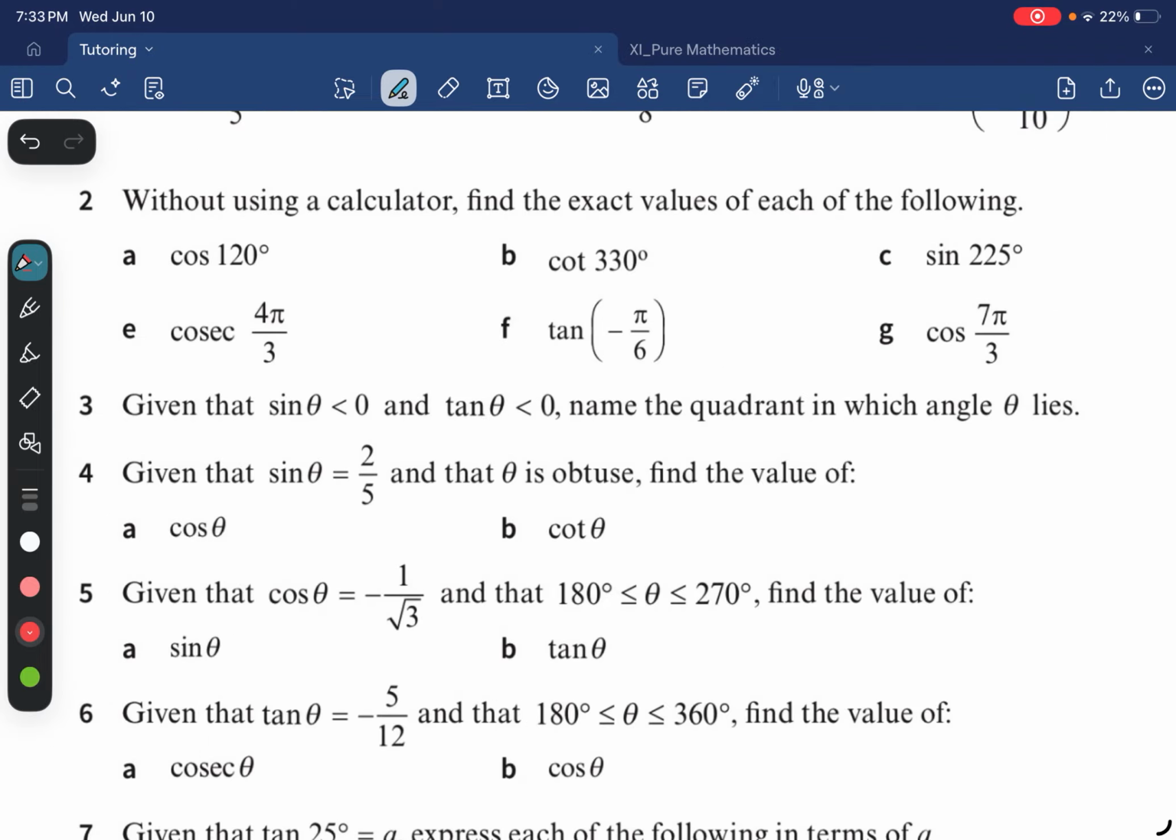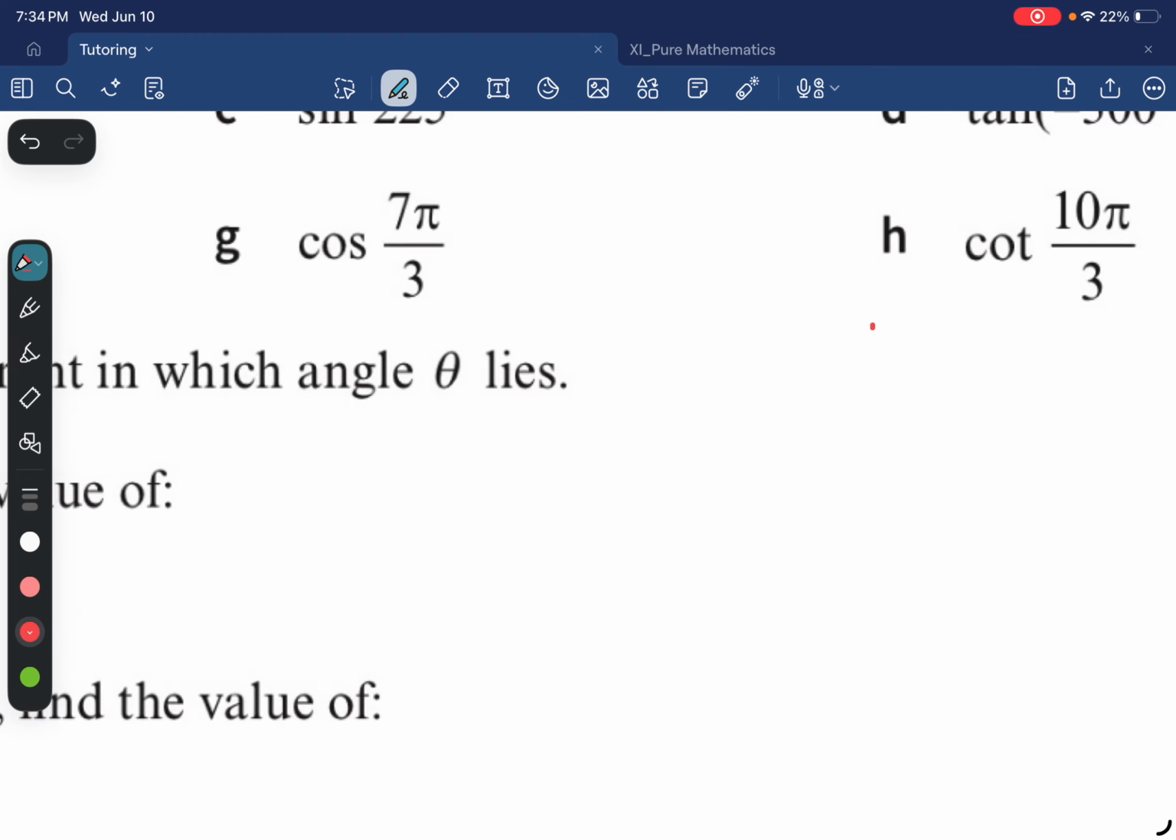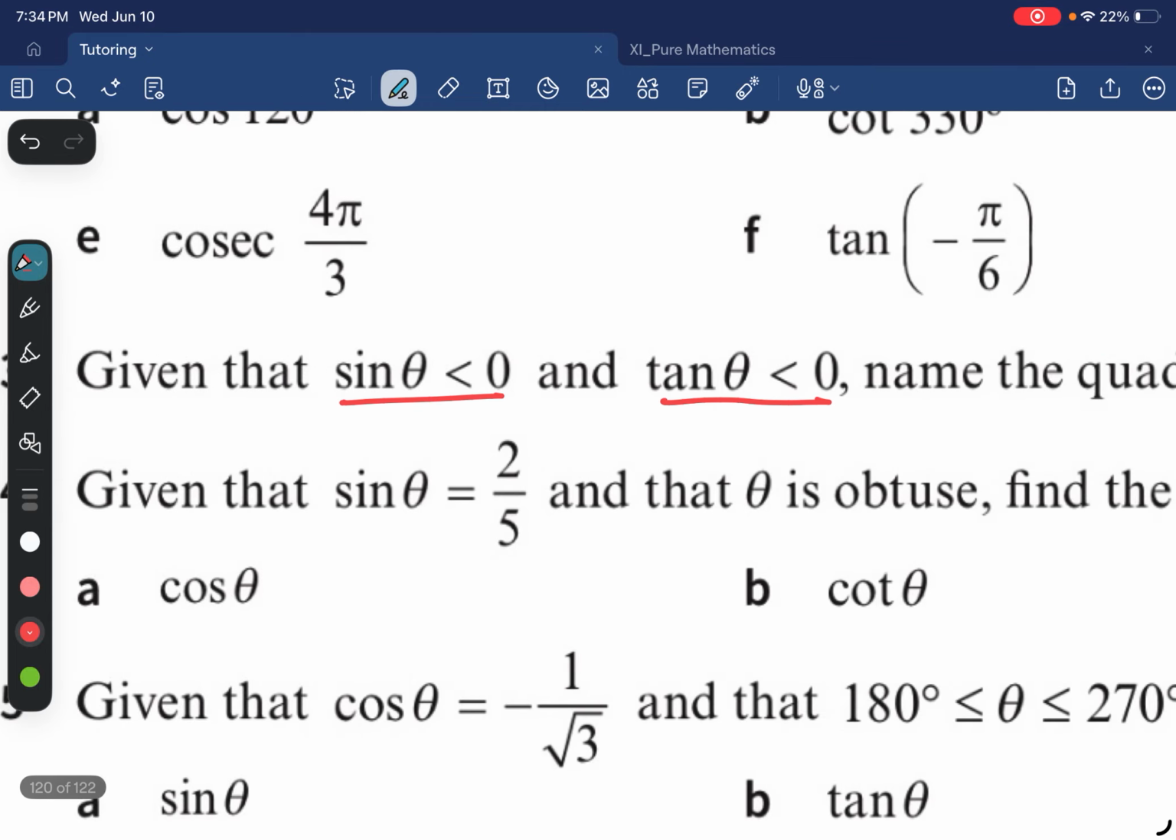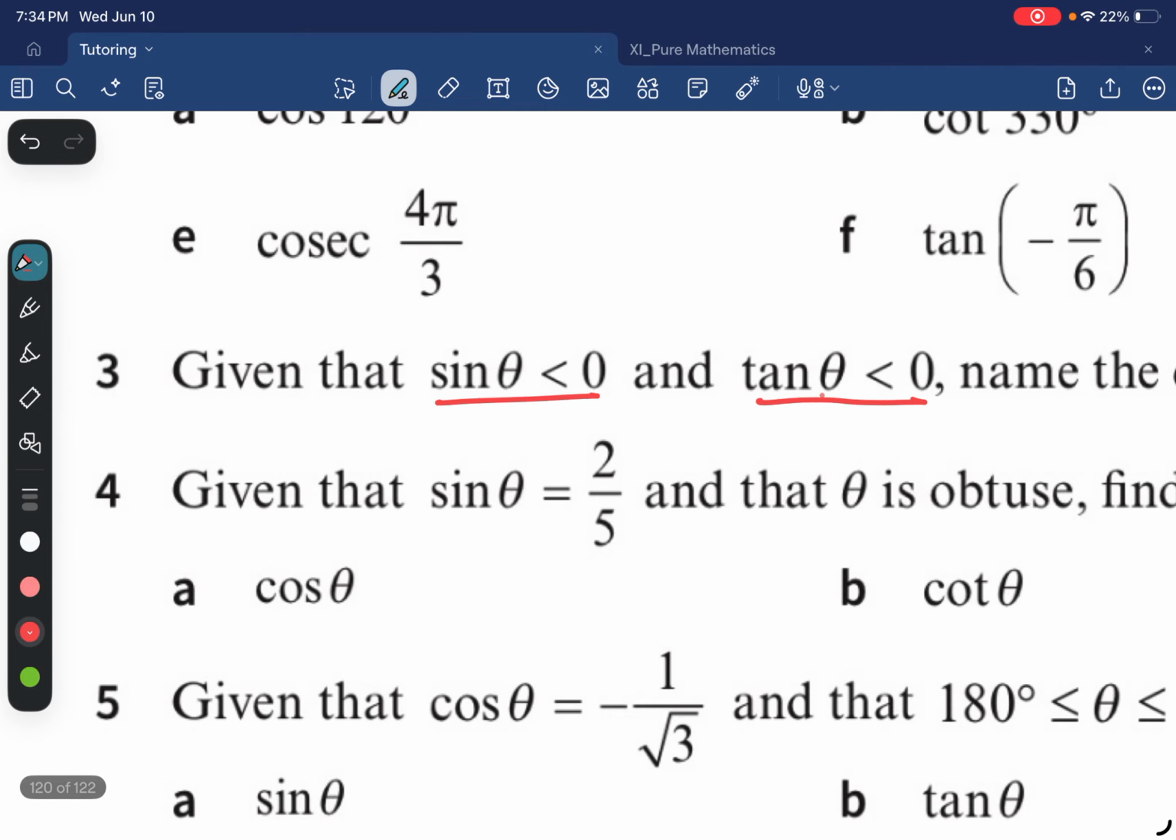Question 3. Given that sine is negative, less than 0 means negative, and tan is negative, name the quadrant in which angle theta lies. All right. So in the first quadrant, all are positive, so it cannot be this one. In the second quadrant, sine is positive, so it cannot be this one. In the third quadrant, tan is positive, so it cannot be this one. So it has to be the fourth quadrant, so that sine and tan are both negative. So it's in the fourth quadrant.